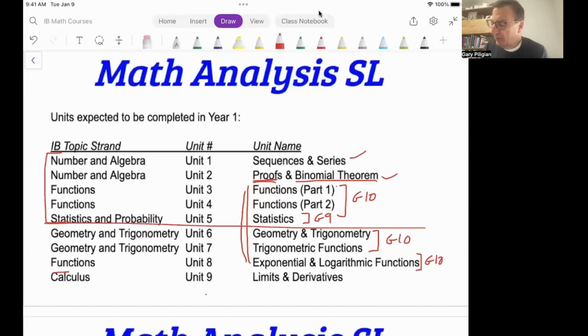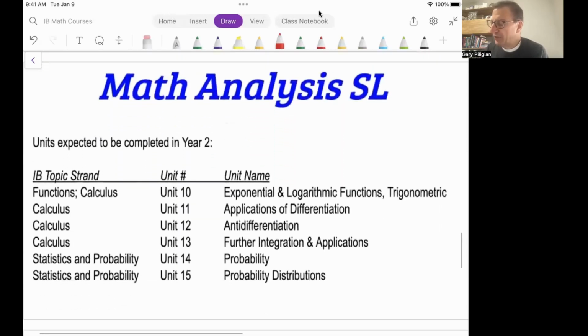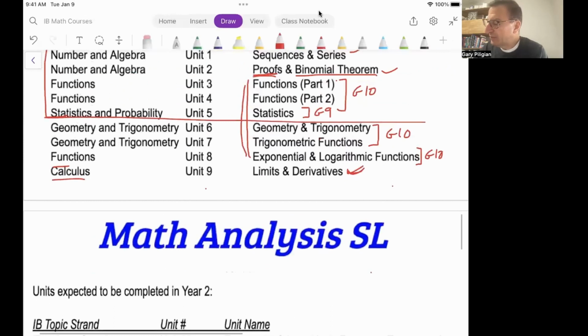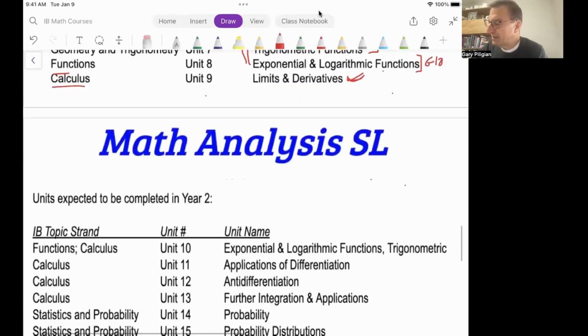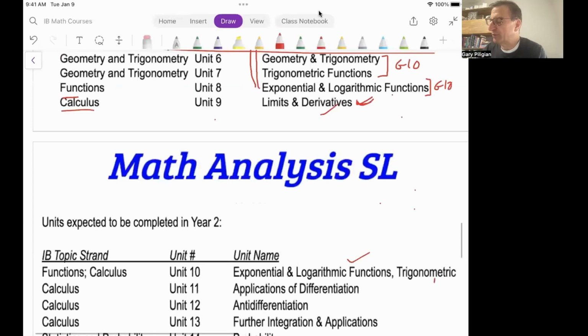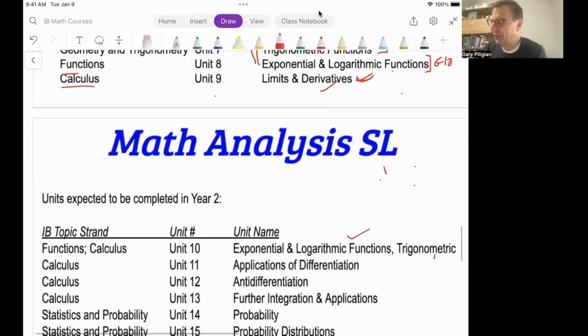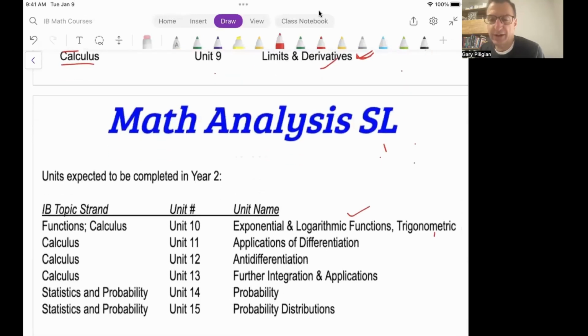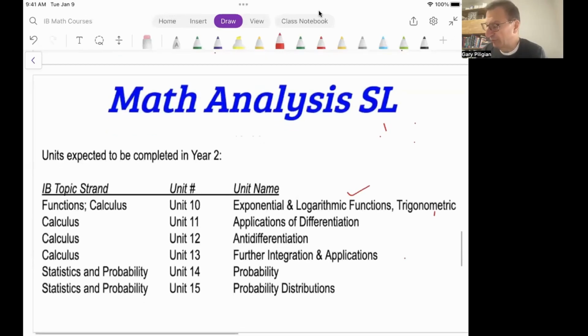Now in Unit 9, we will start calculus with a unit on limits and derivatives, and that'll close out the first year. When we get into the second year, you will continue to talk about calculus. You've already studied exponential and log functions and trig functions from last year. Now you will start with doing calculus of those functions, whereas this first calculus unit was really calculus of polynomial functions. Here we're going to do calculus of transcendental functions: exponentials, logs, and trigs.